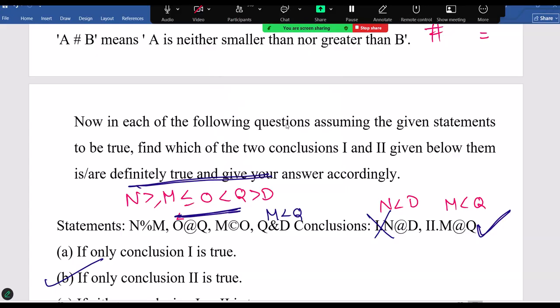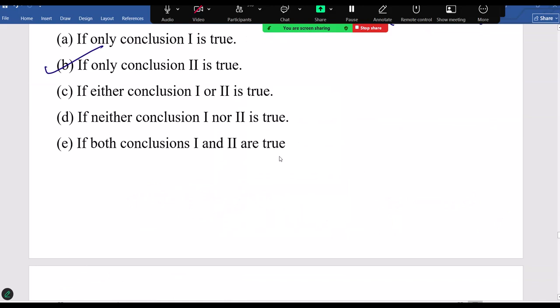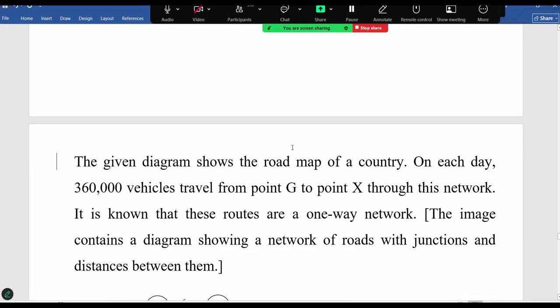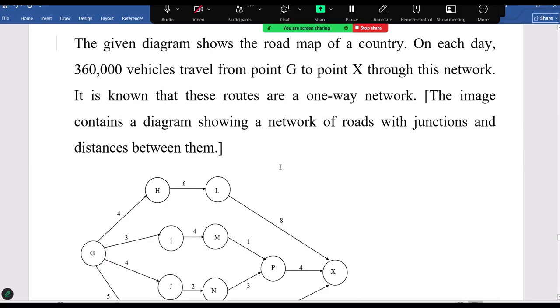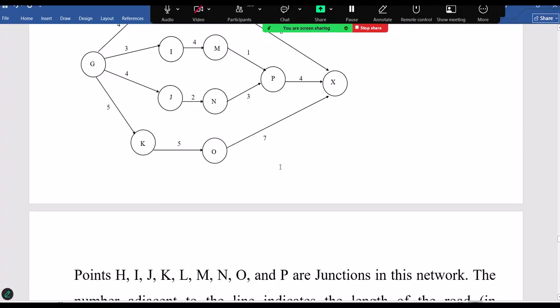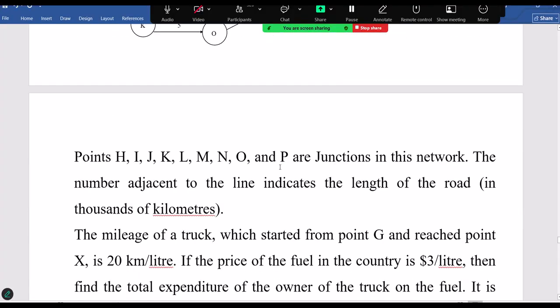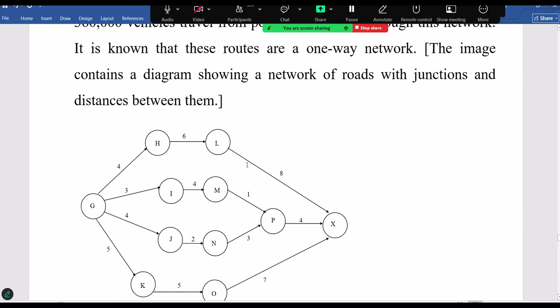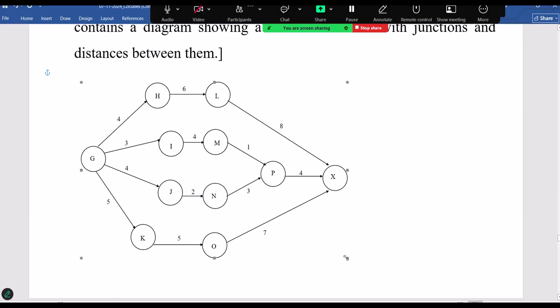See the next one. Data interpretation related we did not discuss, but this question is not exactly data interpretation, but an excellent question in link with time and distance with respect to a diagram. Now guys, this is a very typical question. Everyone focus.